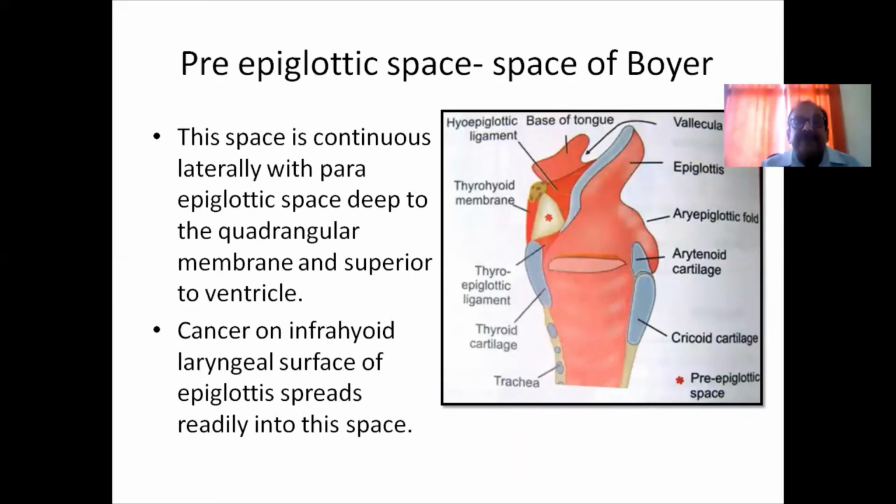There are few spaces in the larynx which have got surgical importance. The pre-epiglottic space or space of Boyer. This space is continuous laterally with para-epiglottic space deep to the quadrangular membrane and superior to ventricle. Cancers of infrahyoid epiglottis or laryngeal surface of epiglottis spread into this space of Boyer.